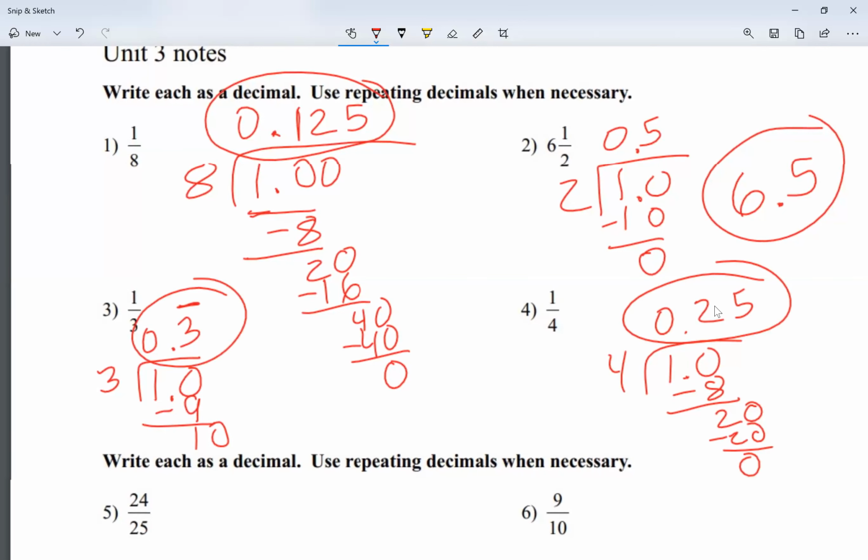Question number 3, I didn't circle my answer, but there you go. Just one thing. Remember, when there's a mixed number, when there's a number in front of the fraction, replace the 0 before the decimal point with the number in front of the fraction, kind of like we saw in question number 2.